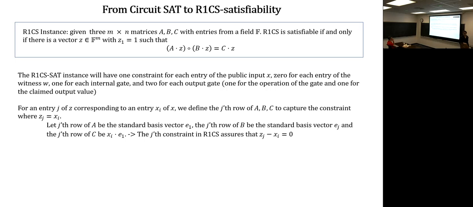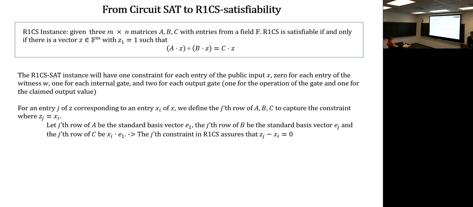We have a matrix vector product, and here we have a pointwise multiplication. Okay, the rank one constraint system satisfiability instance will have one constraint for each entry of the public input X to the circuit, zero for each entry of the witness W to the circuit, and one for each internal gate, and two for each output gate. Sorry, the circle is entry-wise multiplication. This is entry-wise multiplication of two vectors, yes. So basically, on the left-hand side we have a vector, and on the right-hand side we have a vector.